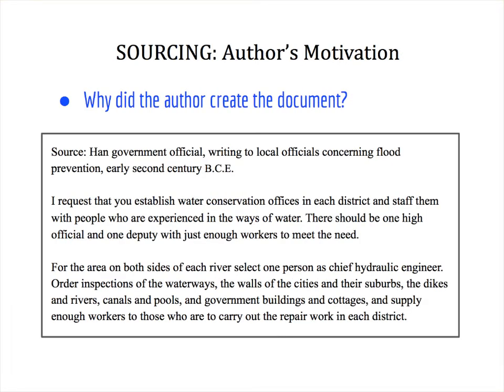Another way to consider sourcing, and one that's often closely tied to the author's perspective, is to consider the author's motivation. Why did they feel the need to create this document? Might their motivation be tied to their occupation? Were they hired to create the document? Might their motivation be tied to their nationality? Are they trying to appeal to other people of the same background? Or might it be tied to their political affiliation? That is, do they want to convince other people to join their cause?